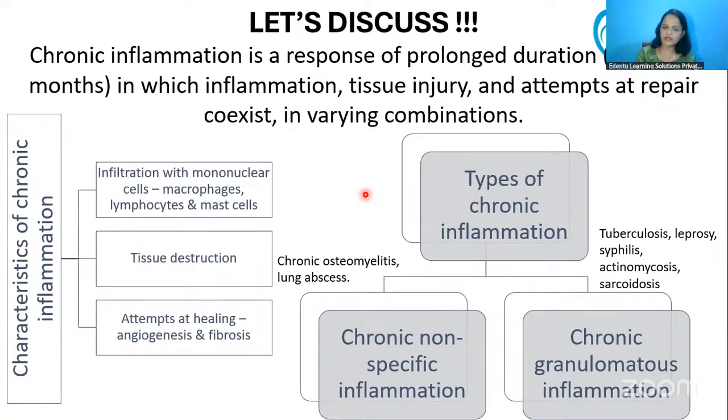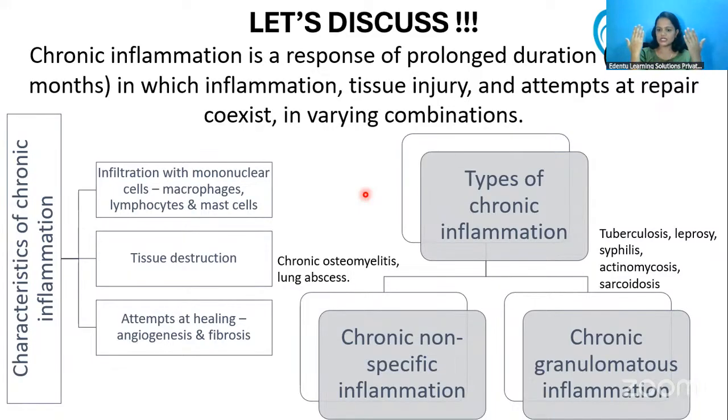Now, chronic inflammation can be divided into two. One is chronic non-specific inflammation. The kind of inflammation that you see in osteomyelitis and in lung abscess are examples of chronic non-specific inflammation. And the next one is chronic granulomatous inflammation. The typical feature that you see in chronic granulomatous inflammation is that there will be granulomas seen under the microscope.